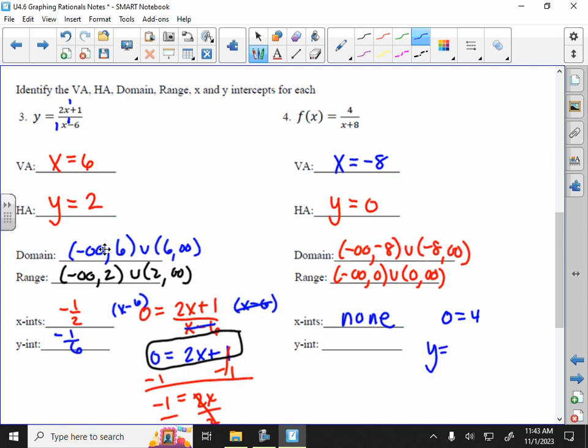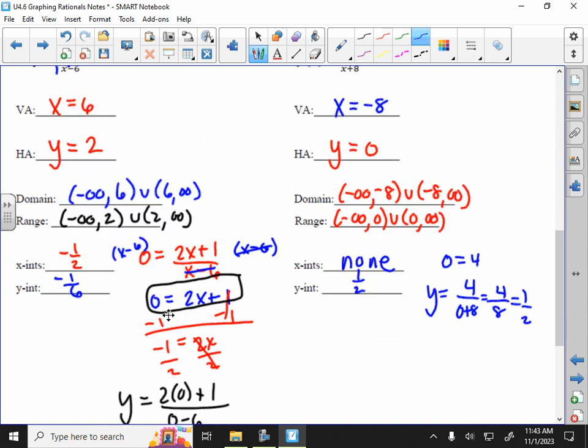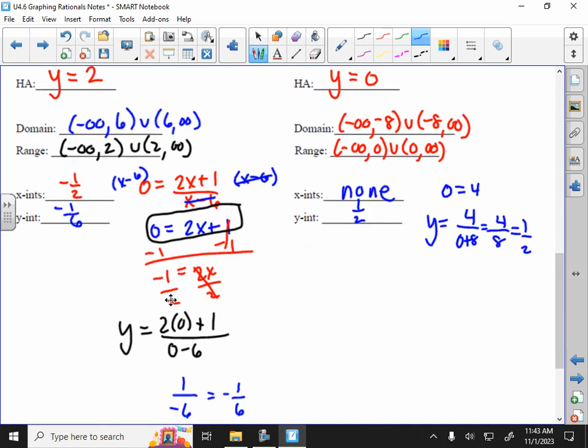Y-intercept, we replace all the x's with 0 and solve for y. Okay? So 4 over 0 plus 8. That's 4 over 8, and that's 1/2. So the y-intercept is positive 1/2. All right, so let's move on.